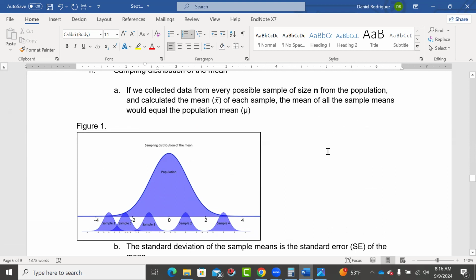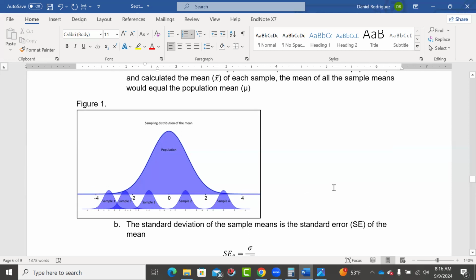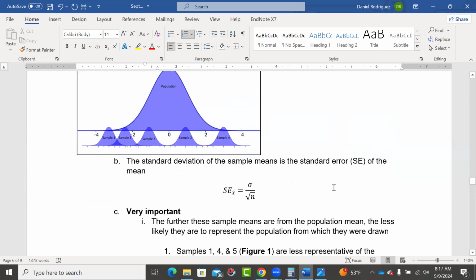If we were to calculate the mean of each of these samples, we'd have the sampling mean. And if we looked at the distribution of those means and took the mean of those means, we'd get the population mean. That's known as the sampling distribution of the mean. The standard deviation of the sampling distribution of the mean is what we call the standard error of the mean.